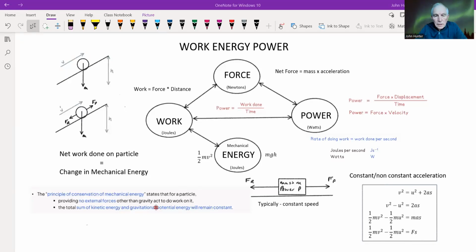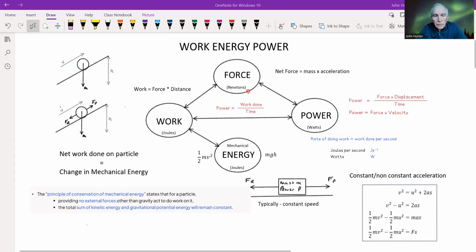Okay, this is an introduction to work, energy and power. We're assuming that you've studied Newton's second law of motion and understand about forces there, but we'll have a quick recap on that. So these are the components that are involved in this section.